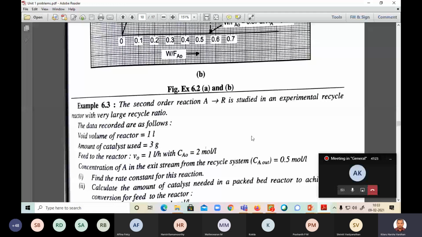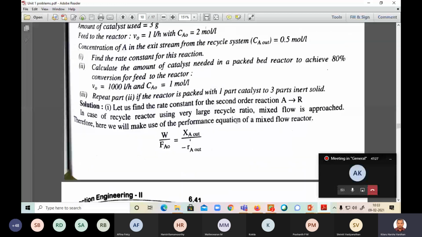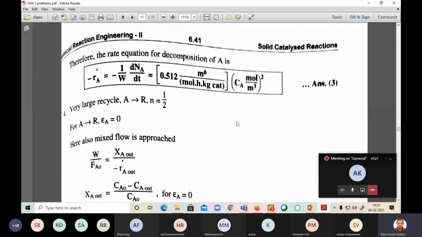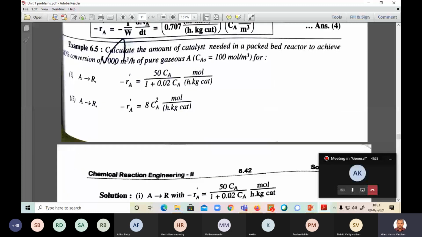You can go through these problems also, but I didn't put a tick. I'll show you one more problem where you have to do. Yeah, this problem also I put a tick. This problem also they gave a lot of times.